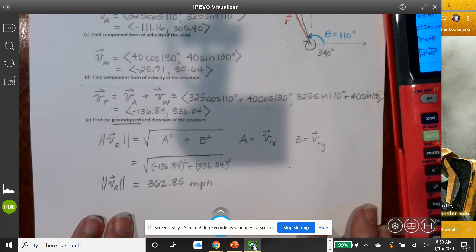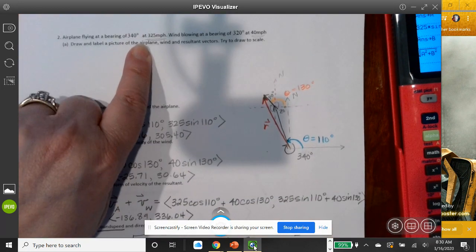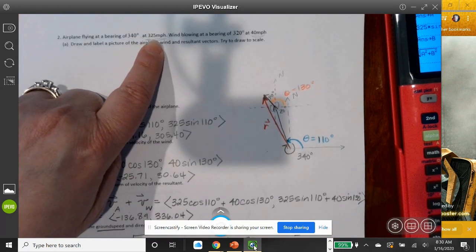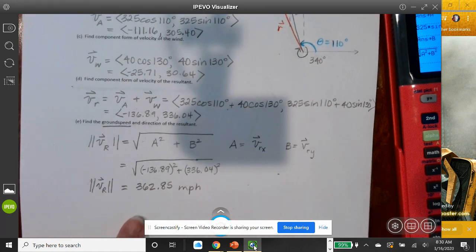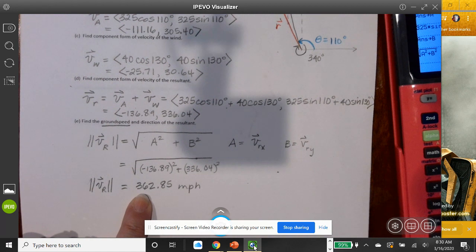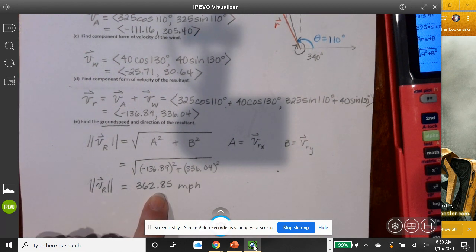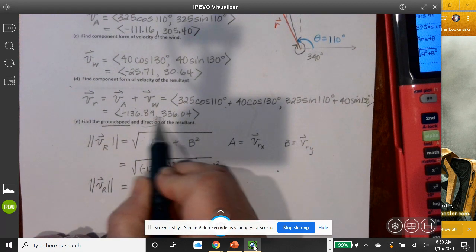And so the plane's original miles per hour was given as 325 miles per hour. So what did the wind do? Did the wind help out? Well, sure enough, the wind helped out, and now it's at 362.85 miles per hour. But we're not done yet because we have to find the direction.